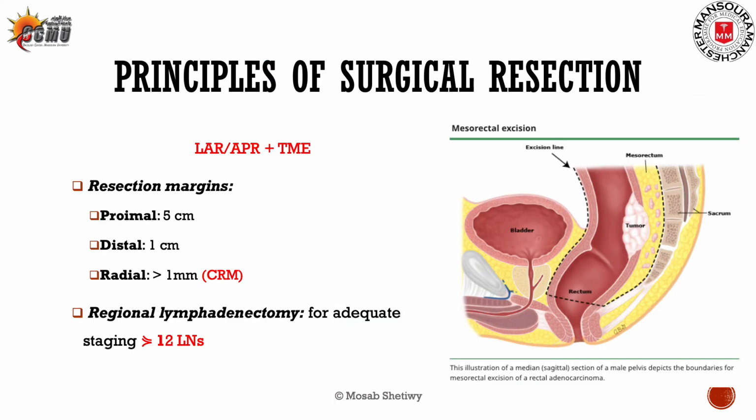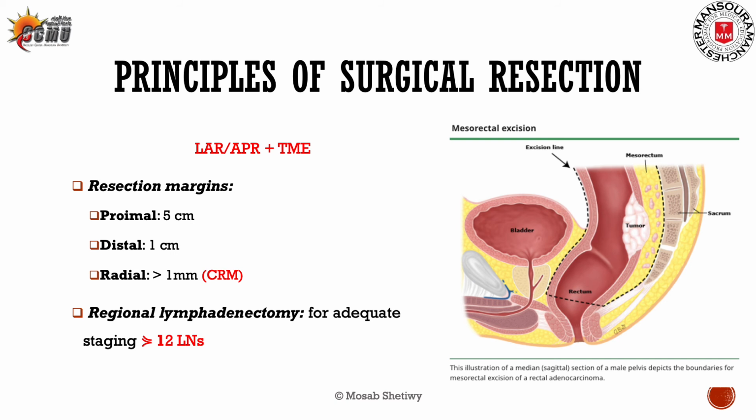Let's review the surgical resection principles of rectal carcinoma, whether you're doing transabdominal laparoscopic low anterior resection or abdominoperineal resection. You have to do total mesorectal excision, TME. We'll get into a little bit of detail about this. The resection margins here differ from those of the colon. That's why I've repeated this slide again. Proximal margins are the same. 5 centimeters away from the tumor proximally is enough.